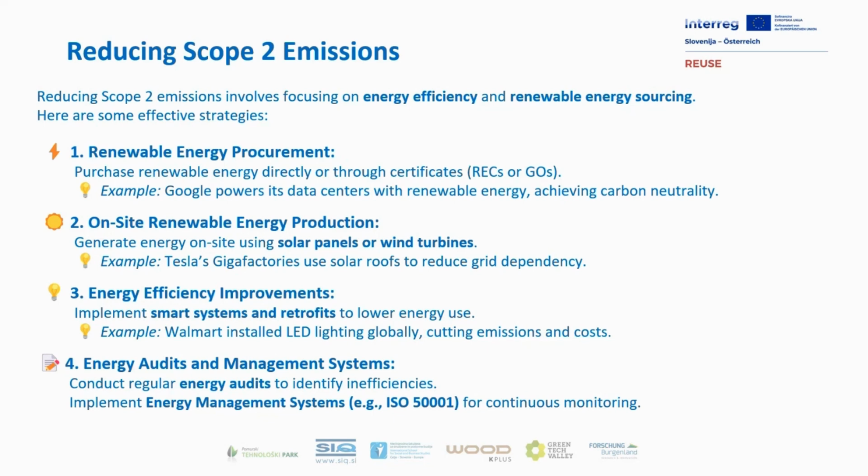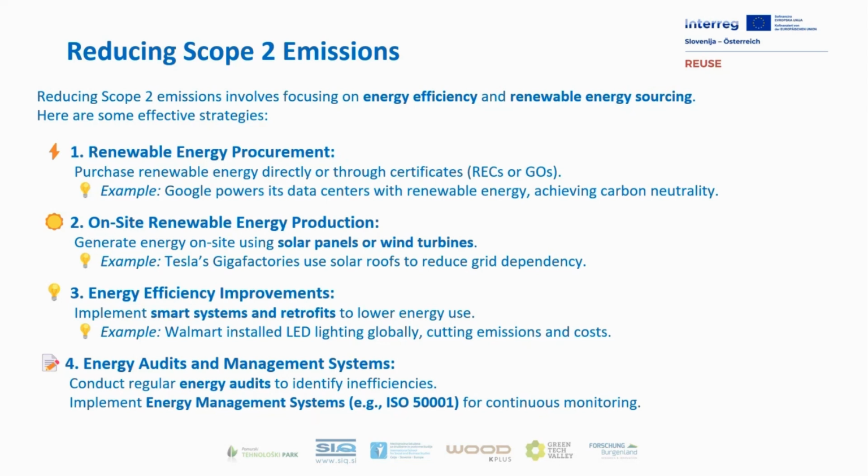Reducing emissions efficiently requires a focus on both sourcing renewable energy and enhancing energy efficiency. So, renewable energy procurement. One key strategy is purchasing renewable energy. Companies can either buy green electricity directly or use certificates like renewable energy certificates or guarantees of origin, depending on regional availability. For example, Google achieves carbon neutrality in its operations by purchasing renewable energy for its data centers.